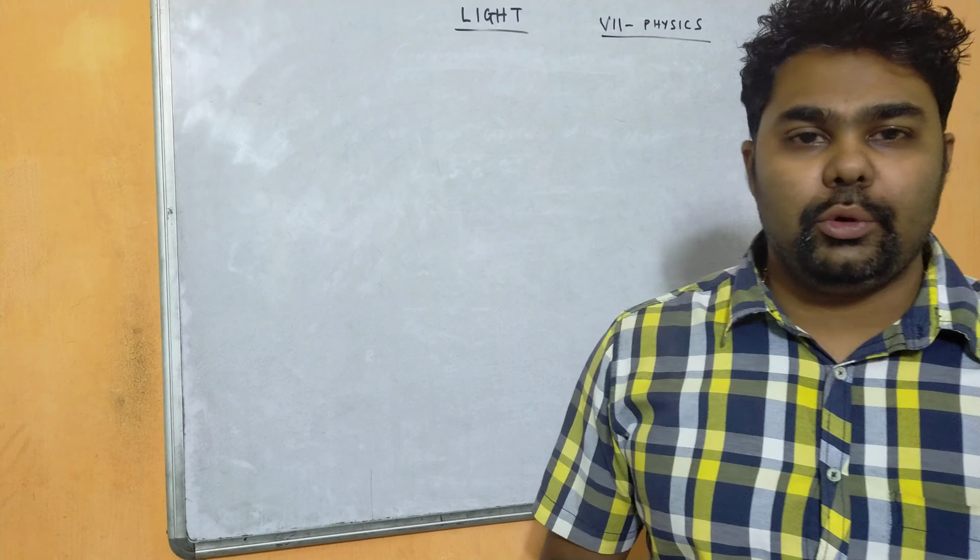So you need to write the chapter's name and you need to write the definition of reflection of light. Also you need to write what is light in the first session only, in the first minute only. In this video I told you what is light. Light is a form of energy which helps us to see objects, right? So these notes you need to write in your exercise book.